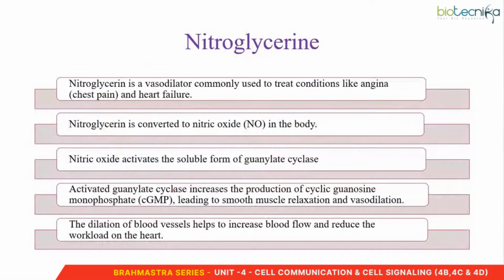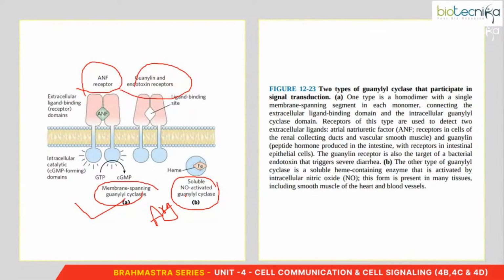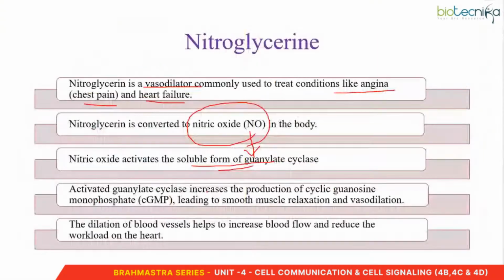Okay. Next, nitroglycerin. As I told you, it's a vasodilator commonly used to treat angina pectoris, that is the chest pain, as well as heart failure. It gets converted to nitric oxide in the body, which is responsible for activating the soluble form of GC. So as I mentioned here, it is NO activated GC, right? Once they are activated, cGMP will be released and it causes relaxation and vasodilation.